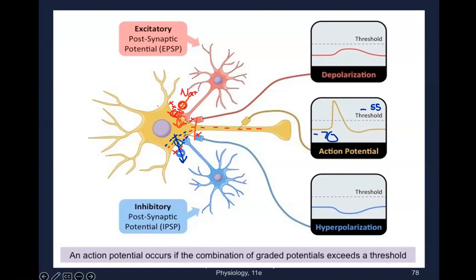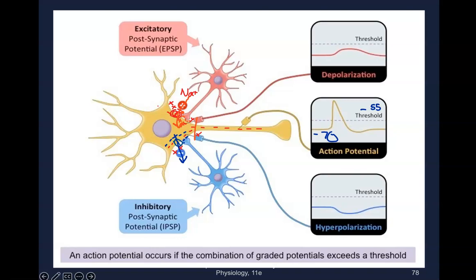And so what's going to happen here is the summation, we'll talk about this a little later in the lecture, the summation of all the positively charged particles depolarizing the membrane and the negative ones hyperpolarizing is going to have to bring us up to negative 55 millivolts for an action potential to be generated at that axon hillock, at that trigger zone. So let's say in this example we have a lot more excitatory neurons releasing a lot more excitatory neurotransmitters and causing a lot more of those sodium channels to open up, more so than the inhibitory ones that are causing hyperpolarization.